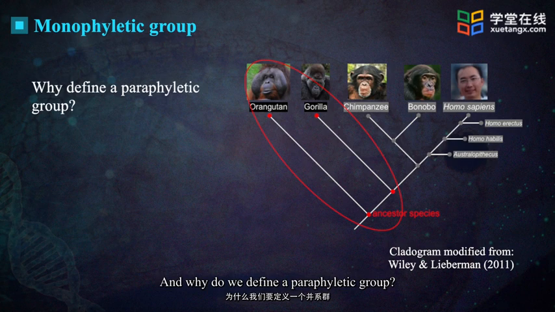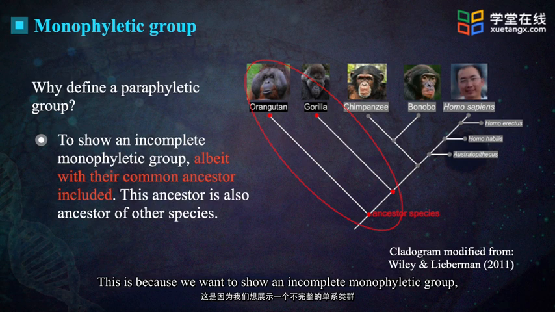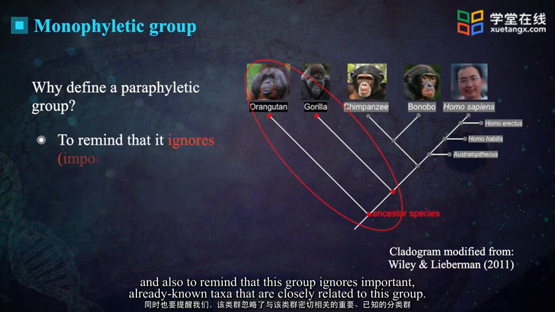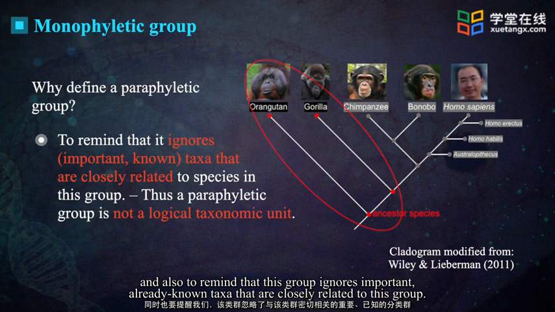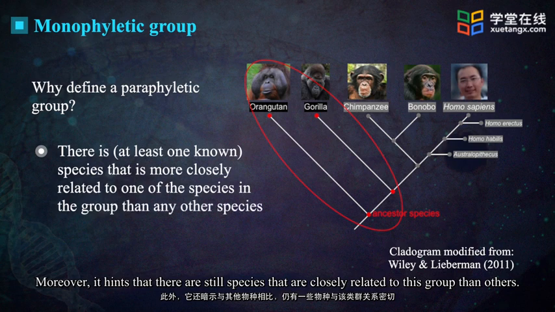And why do we define a paraphyletic group? This is because we want to show an incomplete monophyletic group, the ancestor of which is shared by other species, and also to remind that this group ignores important, already known taxa that are closely related to this group. A paraphyletic group should not be used as a logical taxonomic unit. Moreover, it hints that there are still species that are more closely related to this group than others.